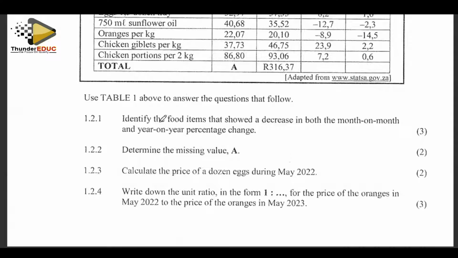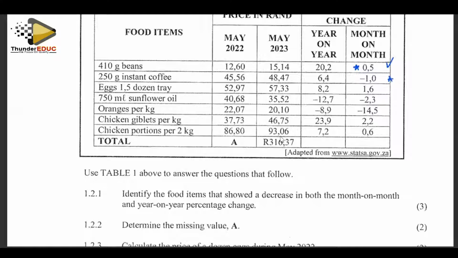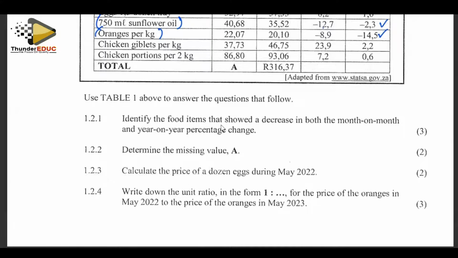Identify the food items that showed a decrease in both month-on-month and year-on-year percentage change. Decrease, we have from explaining. So now we have, there's a decrease here, decrease. That's our first item. So we have the sunflower oil. Then we have this other one here next to it, which is oranges per kg. So they are telling us to identify the food items. So here we can say the sunflower oil and the oranges.